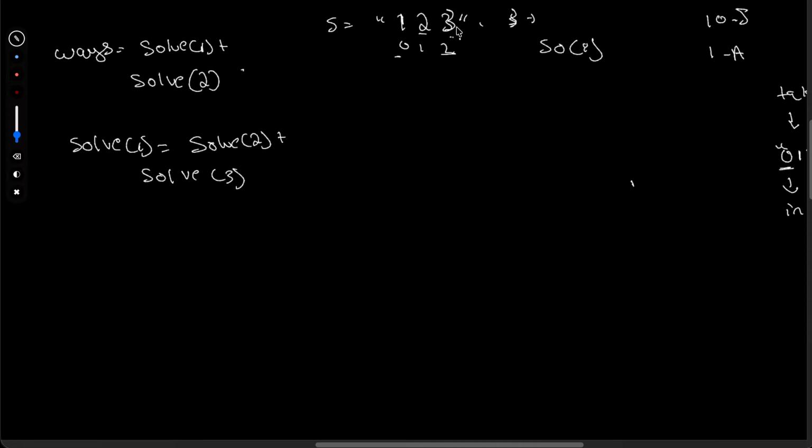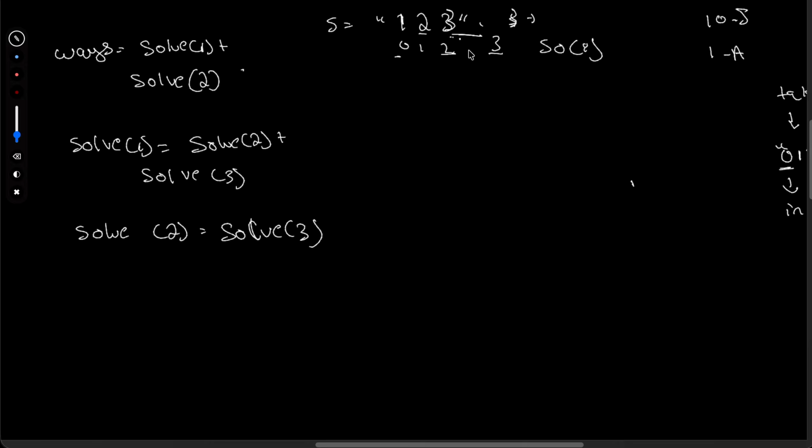Okay, can I take two digits? No, nothing after 3, so I cannot take two digits. So solve of 2 is solve of 3. Now index 3, so now index is equal to length. Okay, that means we decoded the whole string successfully, so we have just written 1.